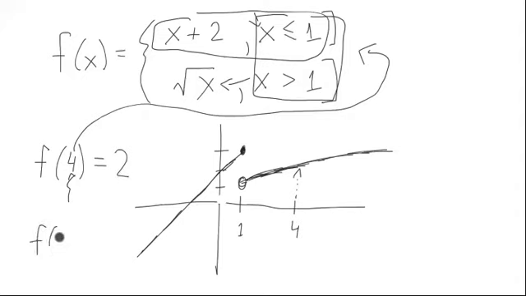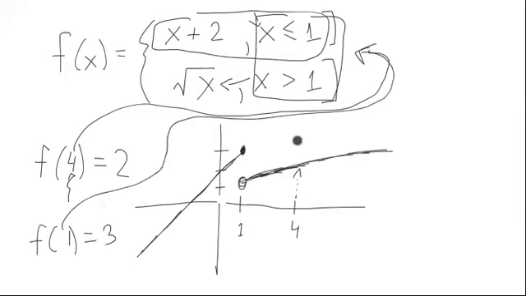Let's try another one. What if we did f of 1? So 1 comes into the filter, and the filter says it can't be this one because that requires greater than 1. Oh, it can be this one, equal to 1. So it comes into this one, and we say 1 plus 2, which would be 3.